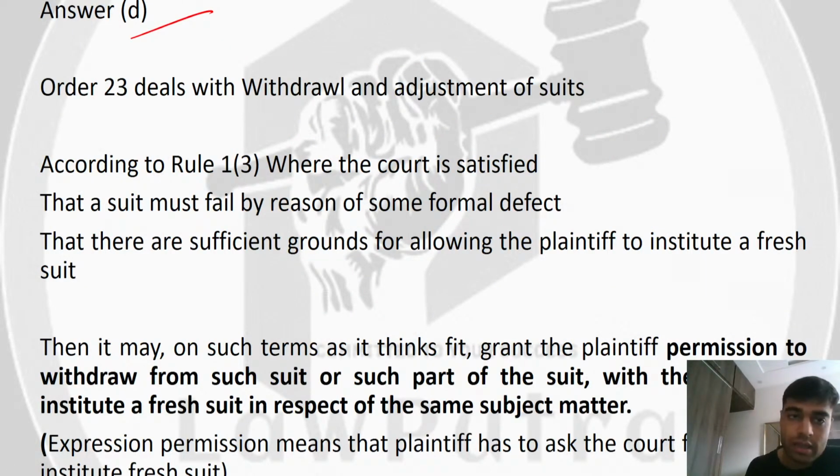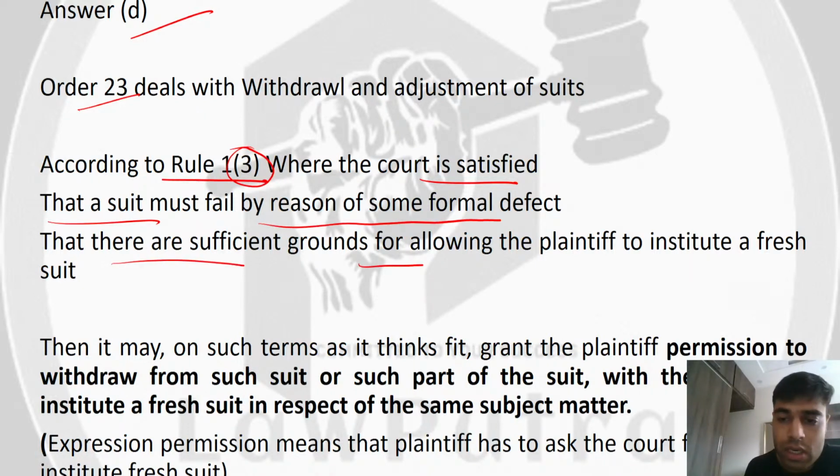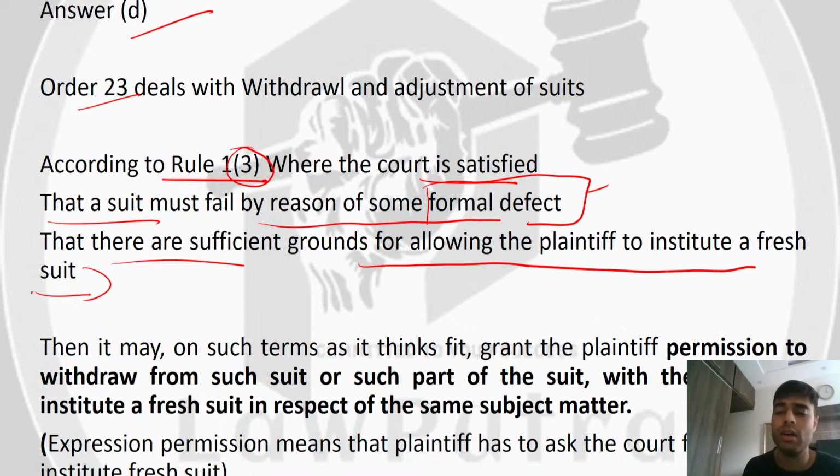A person can file a fresh claim for the same cause of action after withdrawal, but only if the court has allowed it. And this is given under Order 23, Rule 1, sub-rule 3. Where the court is satisfied that the suit must fail by reason of some formal defect, and there are sufficient grounds for allowing the plaintiff to institute a fresh suit. So that means if the court knows that the suit will fail because of a formal defect. Formal defect means, let's say, कोई procedural irregularity है, which can be rectified. Then the court will tell that person that you please withdraw the suit, आप उसको correct कर लो, and then you institute the fresh one.